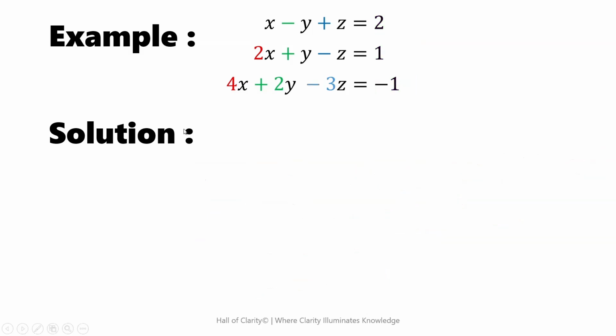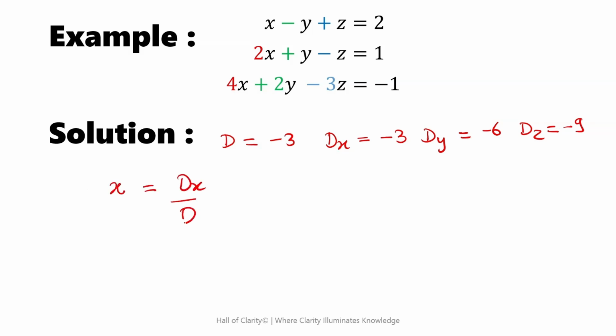So we have the value of d as minus 3, dx as minus 3, dy as minus 6, and dz as minus 9. Now what I will do, I will find the value of x, which is equal to dx upon d. So dx upon d will give me value of x. So value of dx is minus 3 and value of d is minus 3. So these minus 3 will get cancelled and I will be left with x is equal to 1.